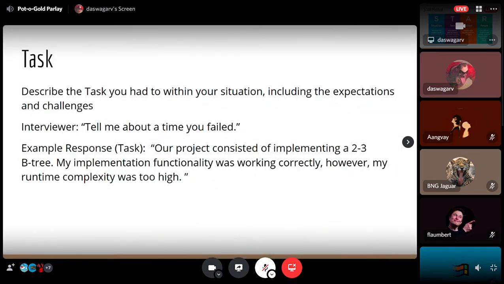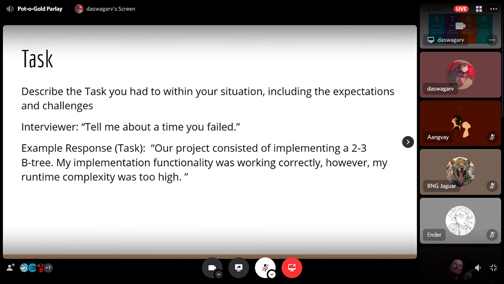Yeah, so continuing on with our STAR method, the next step is the task. So describe the task you had to do within your situation, including the expectations and challenges. So in our example, tell me about a time you failed, the task response would be: our project consisted of implementing a 2-3-B tree. And you have to also provide some more details, so you'd say something like, my implementation functionality was working correctly, however, my runtime complexity was too high. Okay, perfect.